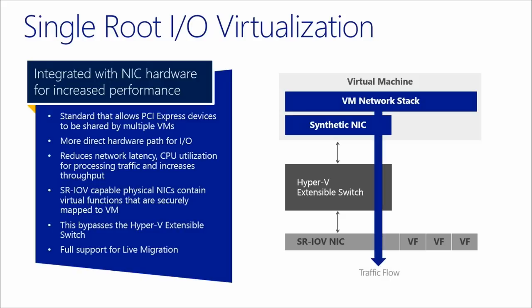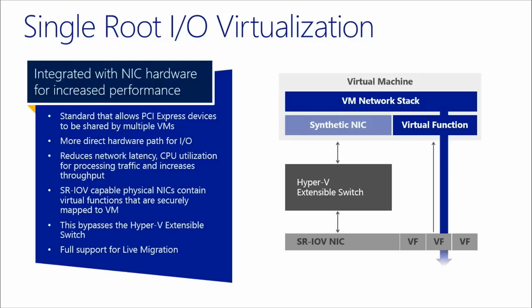However, with SRIOV, we've got this option of, instead of using the synthetic network adapter inside a VM, where the traffic would normally flow, we can actually push a virtual function, which is kind of like a VNIC that is actually on the physical network adapter, into the VM. So it's almost like taking a slice of the SRIOV adapter itself, the physical NIC that you can touch, and putting it into the VM.